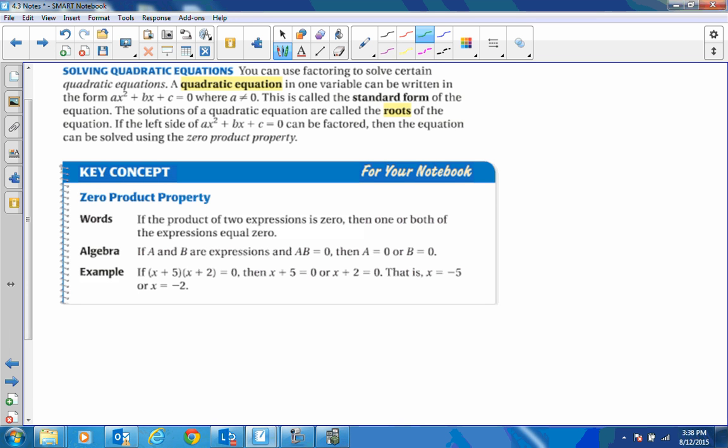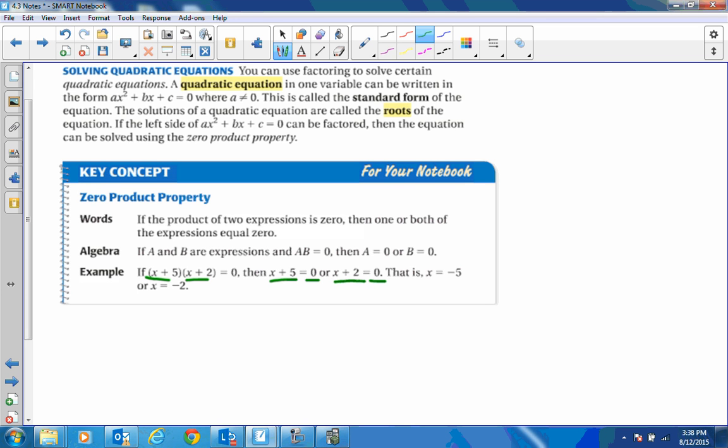If the left side of ax squared plus bx plus c equals 0 can be factored, then the equation can be solved using the zero product property. And the zero product property just basically means this. You can set your quadratic equal to 0, you can factor it, and if x plus 5 times x plus 2 equals 0, then x plus 5 equals 0, or x plus 2 equals 0.